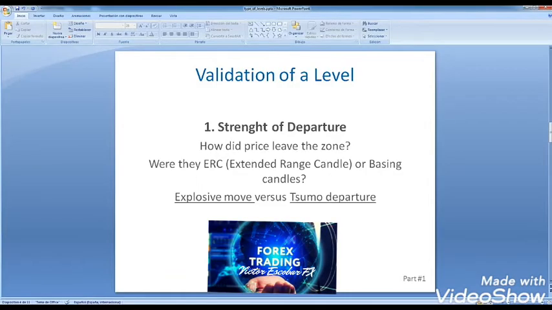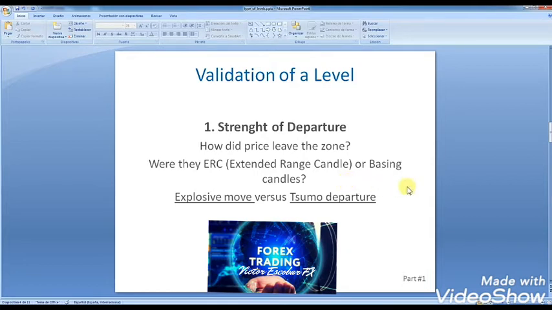Let's talk about validation of a level. There are certain parameters or variables that we need to take into consideration in order to assess the quality of a level. And they are many: the strength of departure, the number of retests of the level, the location of the level, if it is a location or momentum type of level, what it accomplished, the type of basing, wick or not wick, the type of departure, the bigger picture trend, and many of these variables we need to take into account every time we look at the chart.